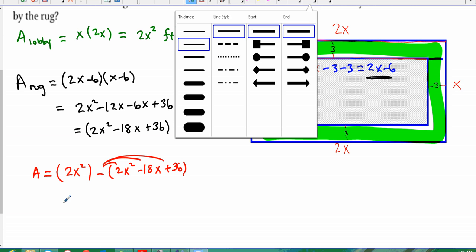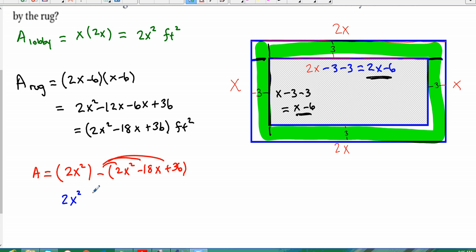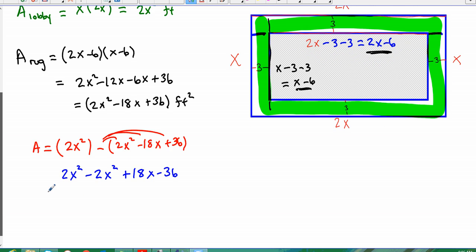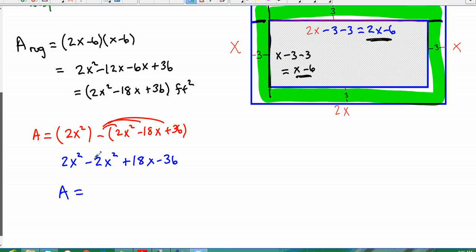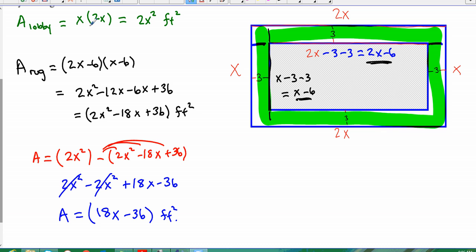All right, so if we go ahead and subtract, we get 2x squared. Everything in here becomes opposite, so we get negative 2x squared plus 18x and minus 36. We get that the area is equal to 2x squared minus 2x squared cancel. We get 18x minus 36. This is area, so this entire expression is in feet squared. And there's the area. So you actually end up with 3 areas. You end up with 2x squared, the area of your rug here, and then the area of the spot that is not covered by the rug.